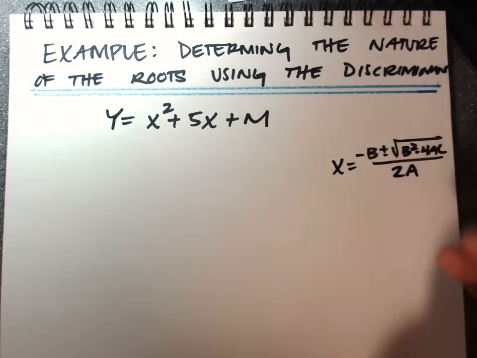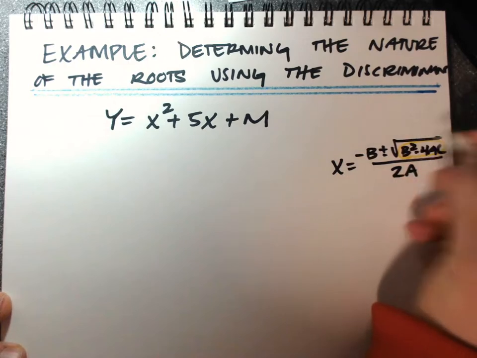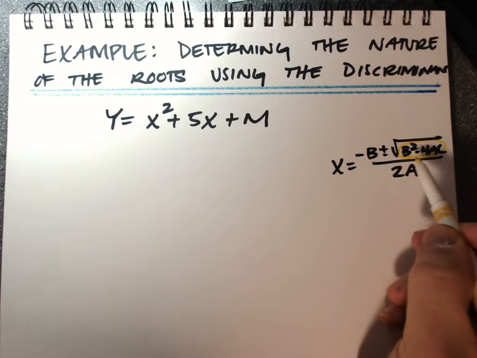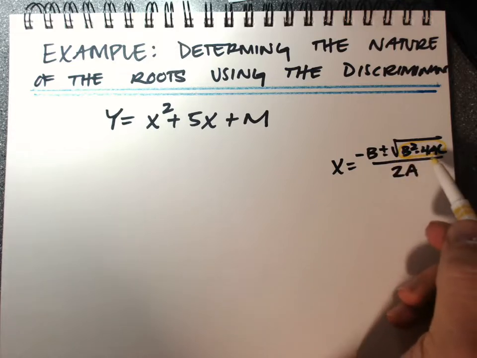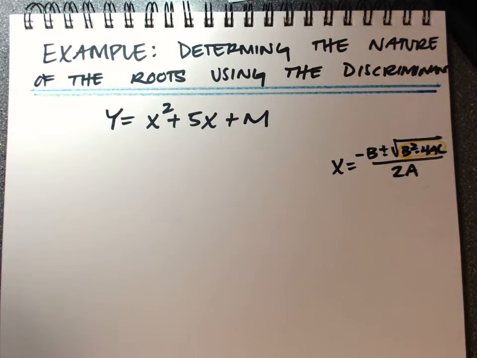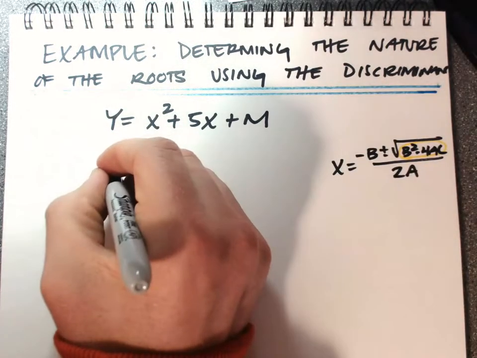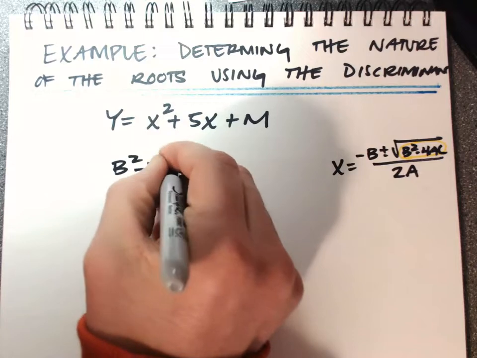And we're not going to find the roots. Like I said, we can't do that because m is an additional variable. What we're going to do is take this b squared minus 4ac and try to find what values for m make it 0 or positive or negative.